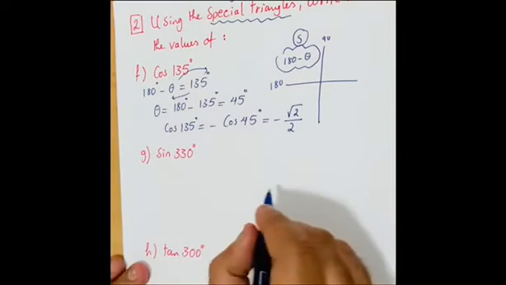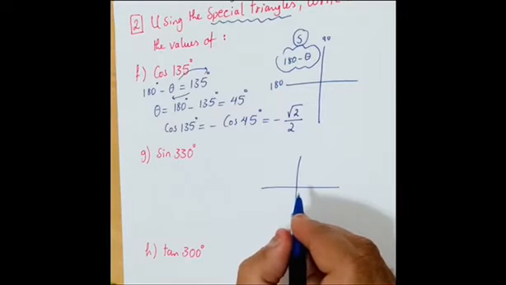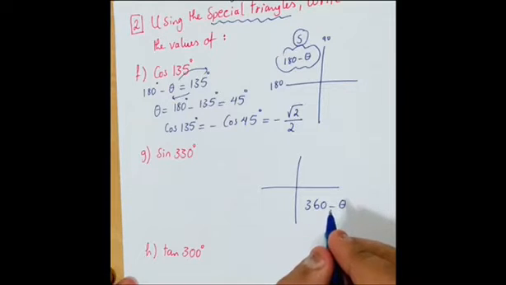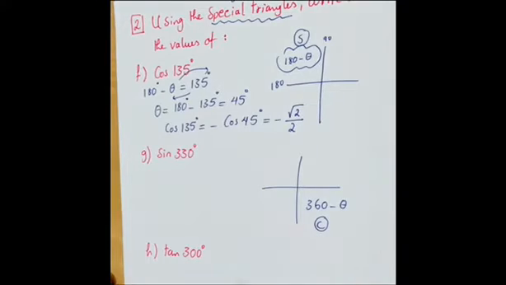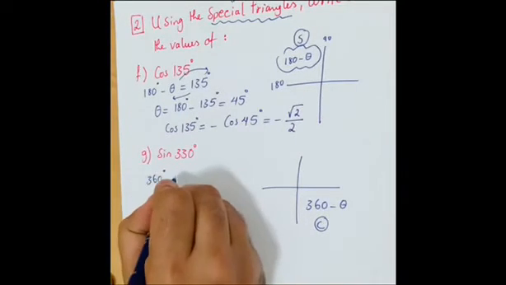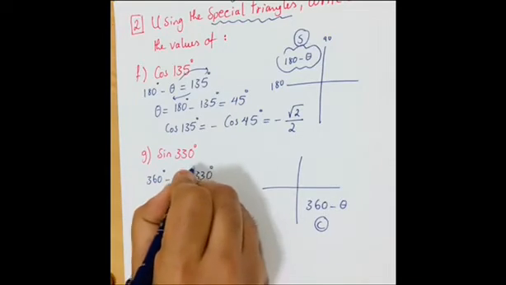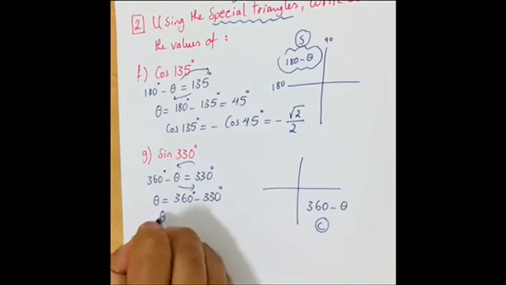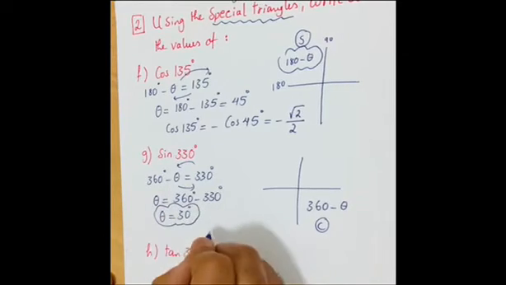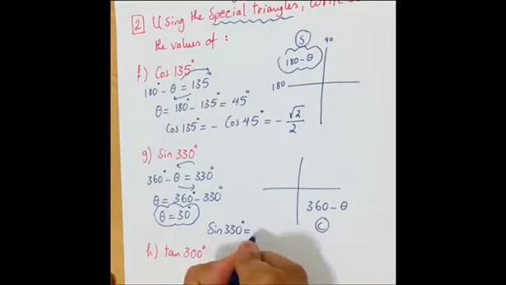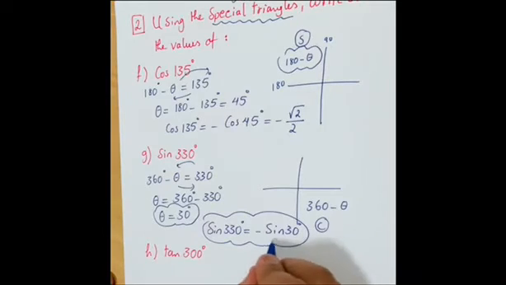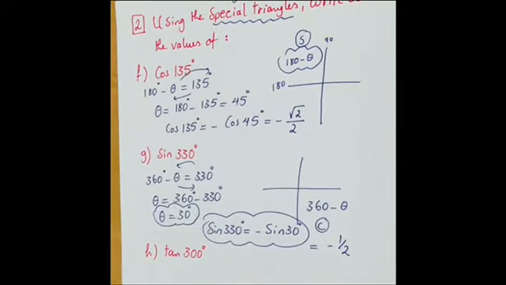Sine 330, you know that. We are still in the fourth quadrant. The expression is 360 minus theta. And sine in the fourth quadrant is negative because cosine will take positive. So you do 360 degrees minus theta equals 330. By interchanging the terms, 360 minus 330, then theta is equal to 30. So easily sine of 330 is equal to negative sine of 30. We know that sine 30 is equal to half, which means the answer is negative half. And you can try that using the calculator.